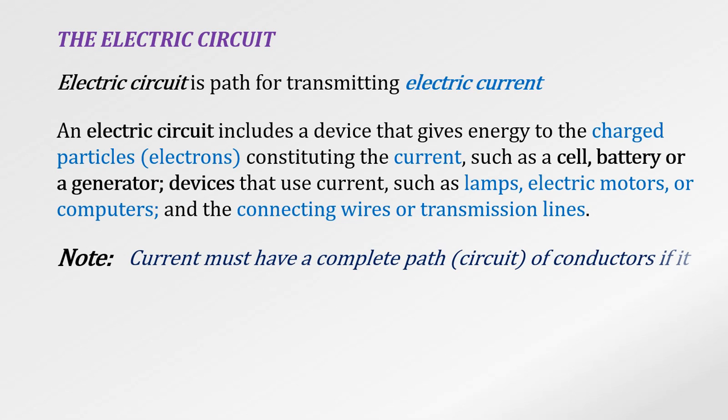Note: current must have a complete path of conductors if it is to flow. Now this circuit, when arranged, has to be completed. So when you put a switch, the switch has to be closed for current to flow. That is what I mean here.